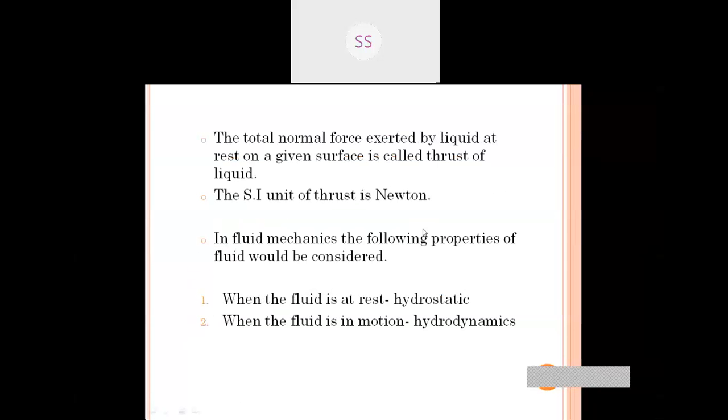Okay, so next part is thrust of liquid. Thrust of liquid is the same as pressure. The only difference is that pressure is always downward, but thrust is always upward. The total normal force exerted by a liquid at rest on a given surface is called the thrust of liquid. Let me explain by an example. If we take a bucket of water and throw a plastic bottle into it, the bottle will float, because a thrust is acting upward on the bottle. So it is an example of thrust.